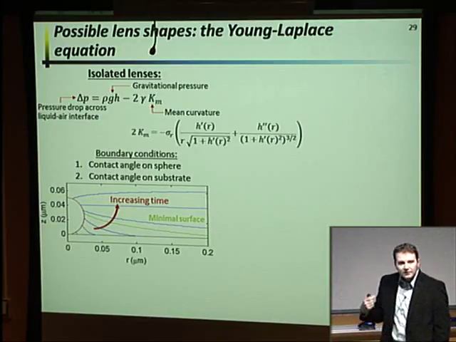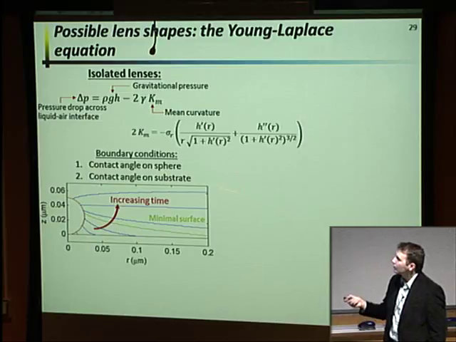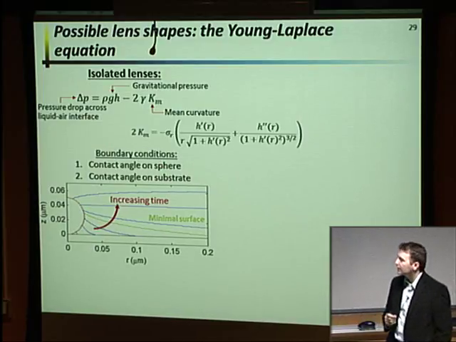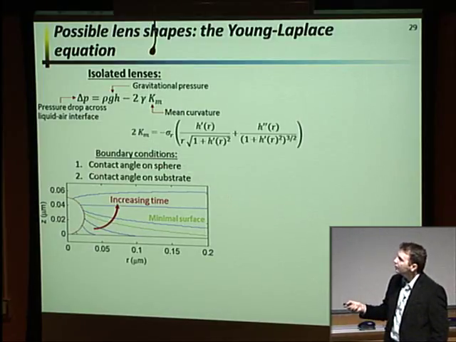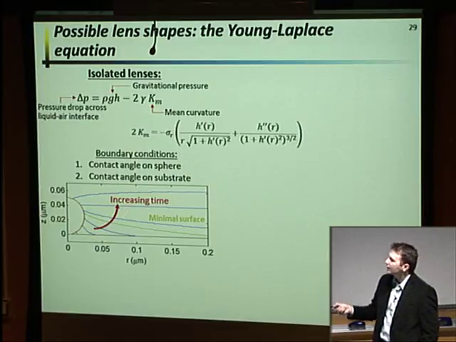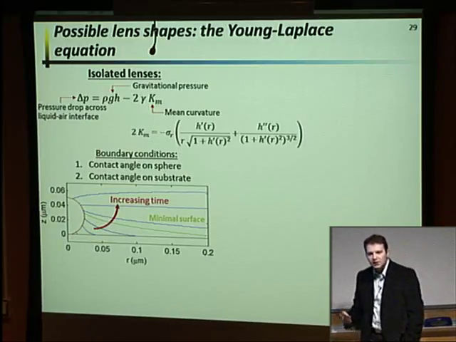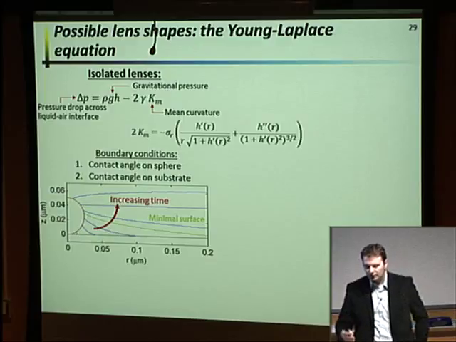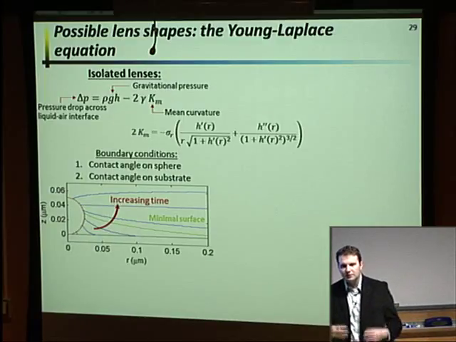The way we've been solving this is numerically, and it requires two boundary conditions since it's a second-order ODE. Those two boundary conditions for this isolated lens case are contact angles. The reason we're choosing contact angles is that these are material properties. The contact angle of a liquid hitting a material doesn't really depend on the geometry.